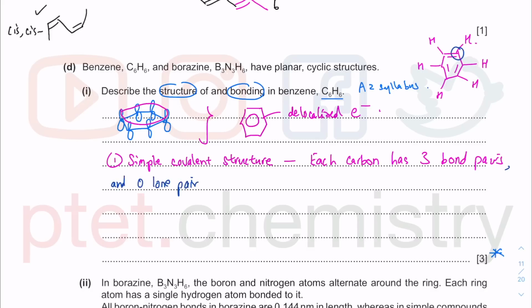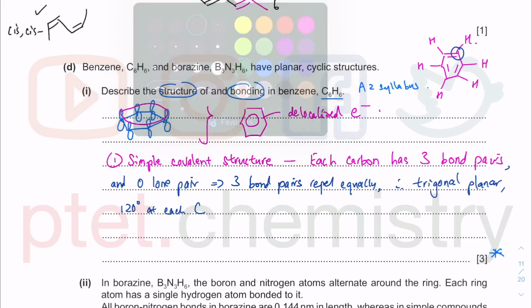And then this will give you 3 bond pairs repelling equally. 3 bond pairs repel equally. This is your VSEPR. So therefore, trigonal planar geometry. So trigonal planar, 120 degrees at each carbon.